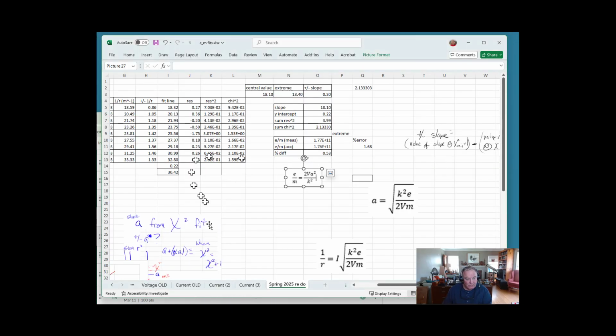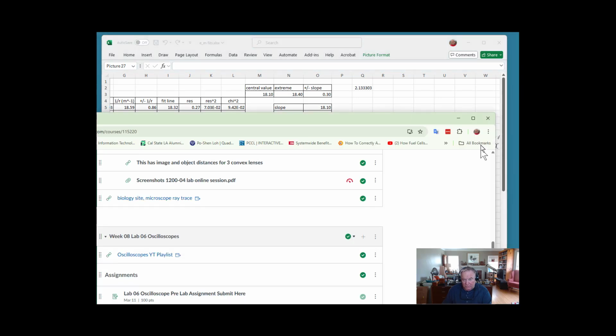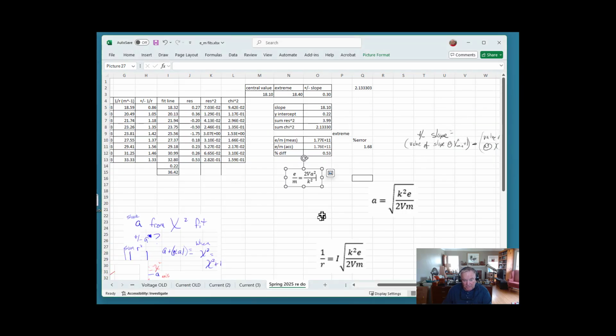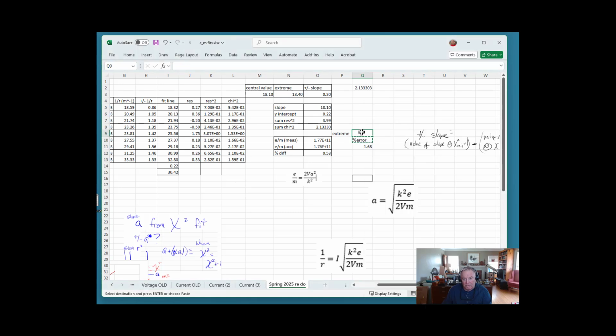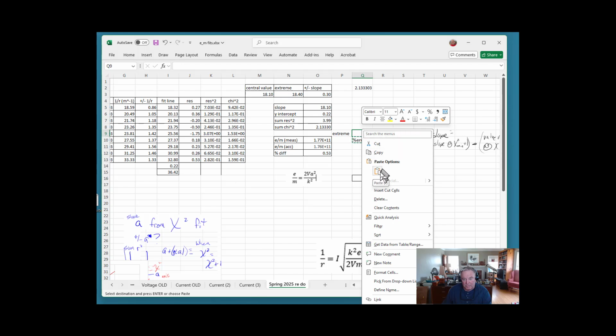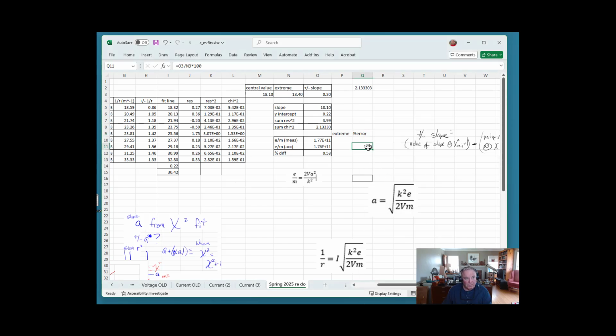So in the vein of the never-ending struggle, I realized that I did the percent error slightly incorrectly. So first of all, we need to move this up. And in fact, I'm just going to delete that, because what I forgot to do is, and it probably isn't going to change it much, but let's see what happens.